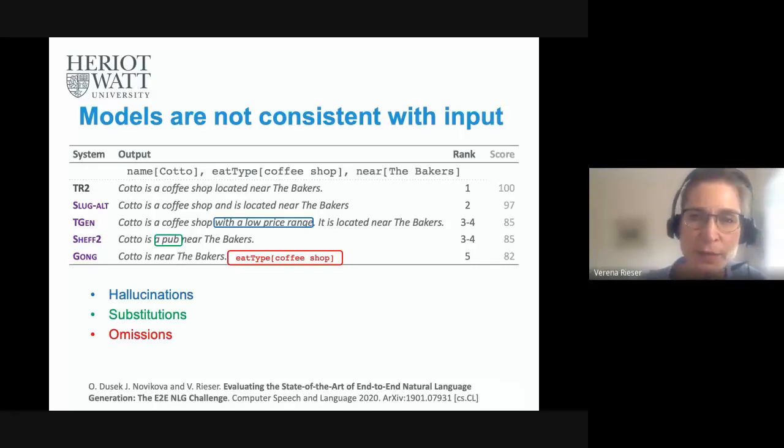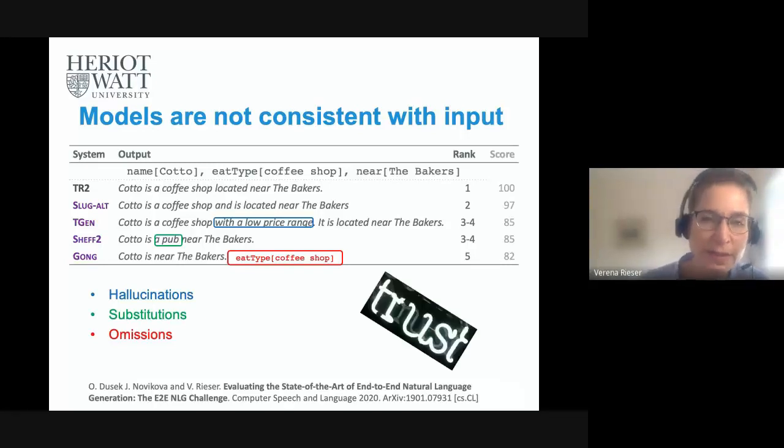slot types and values. So this is obviously problematic when you deploy systems with real users or real customers. They don't behave as expected, and this is where customers and companies lose trust in your system. They won't deploy it and they won't use it. So what can we do about it?